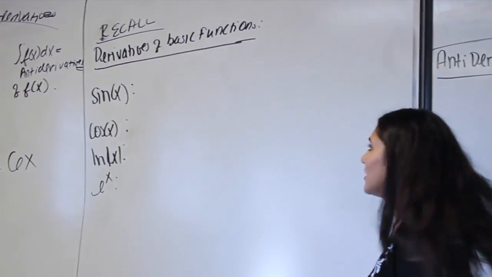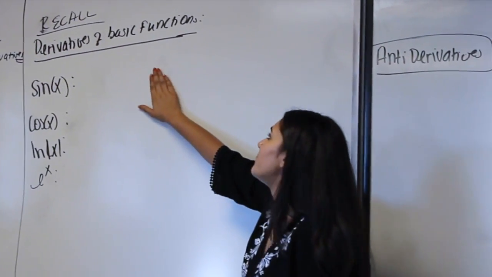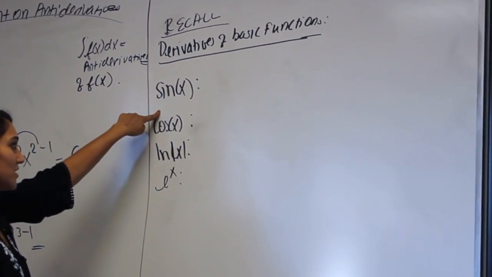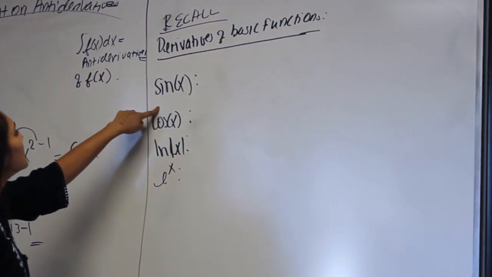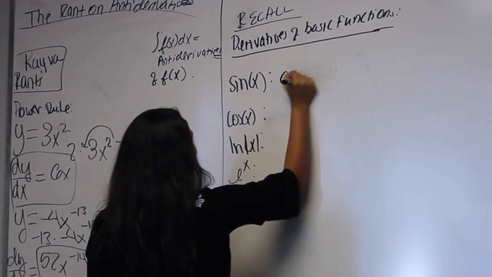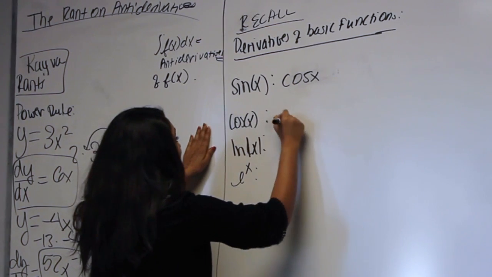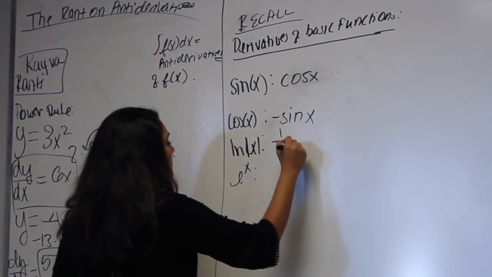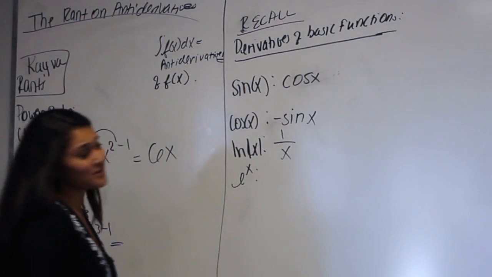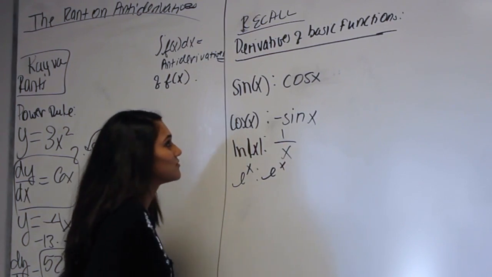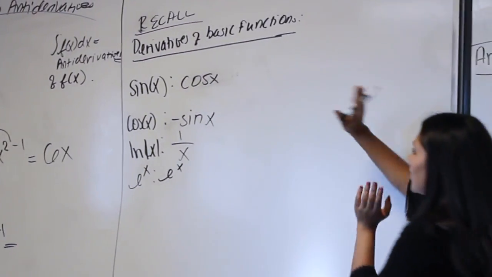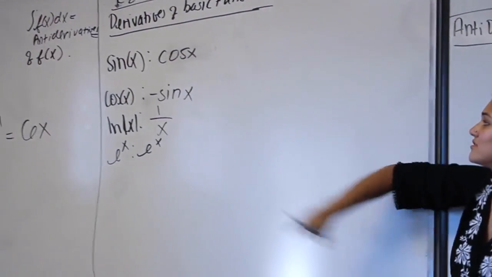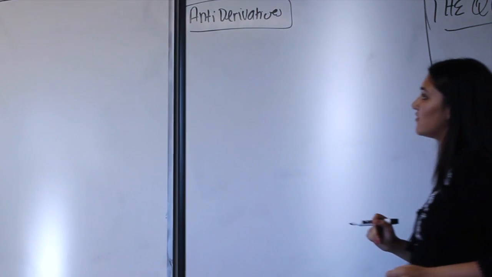Now, we're going to talk about the derivatives of basic functions. If you recall, the derivative of sine of x equals cosine of x. The derivative of cosine of x equals negative sine of x. The derivative of natural log of x equals 1 over x. And e to the x is my favorite because its derivative is e to the x. E to the x is so nice. We just have to remember that, and everything will be so much simpler if we know our derivatives of the basic functions.